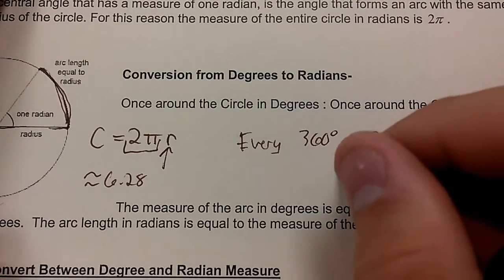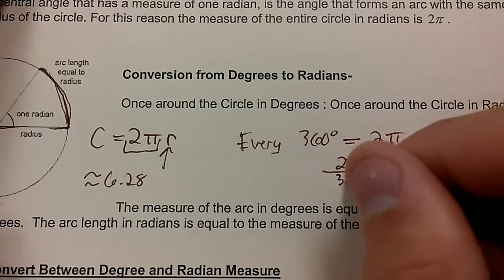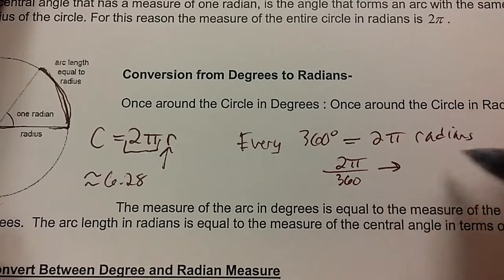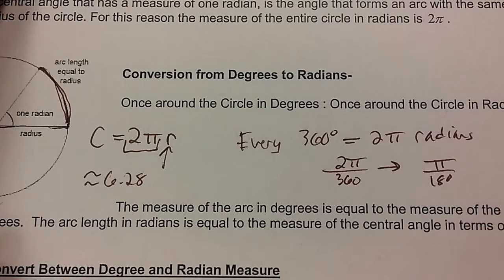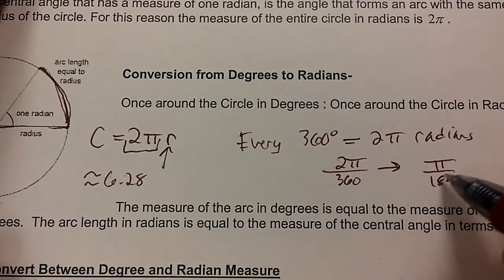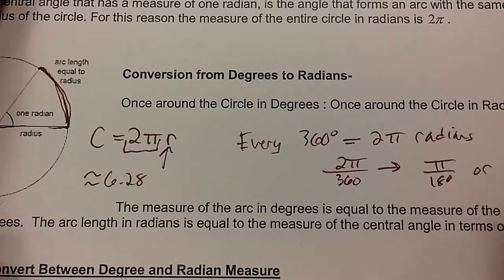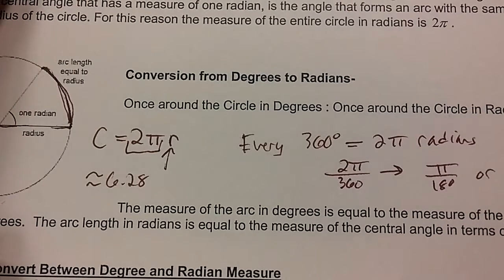Or if you simplify that into a fraction, we could change it to pi over 180. Cut both of these numbers in half. And that's your conversion factor: pi over 180 or 180 over pi, depending on what you're converting from or to.